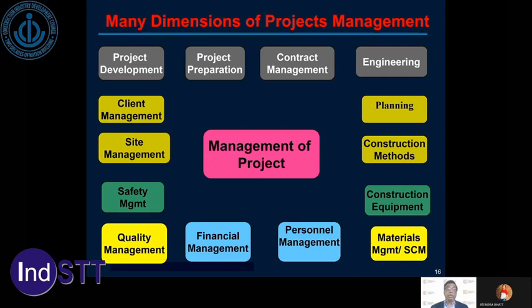And finally, to look at what a typical project manager does. He has many dimensions to take care of in project management, starting right from project preparation, your bidding out process, then the design, planning, getting the best construction methods, integrating your construction equipment and the materials, taking care of all the people at the site, the finances, and of course the standard quality and safety, and managing the clients and so on. So there are so many dimensions to be managed by a good project manager.